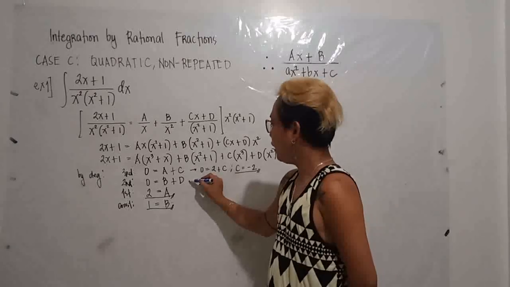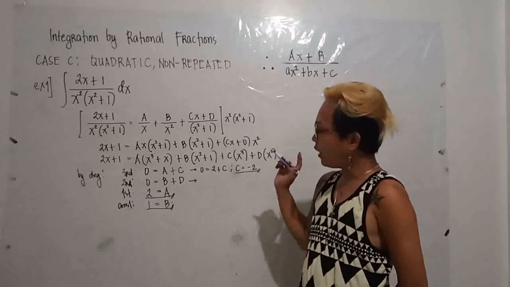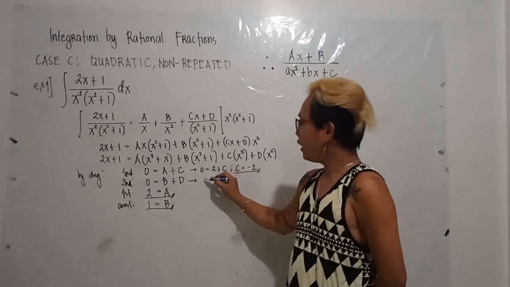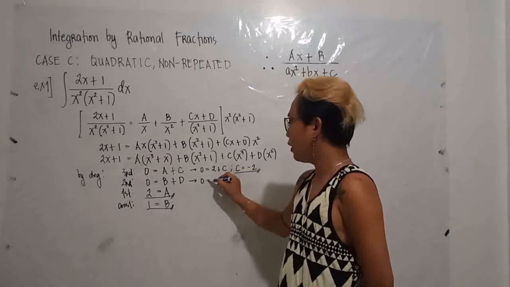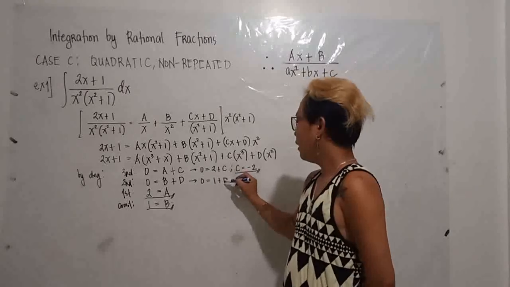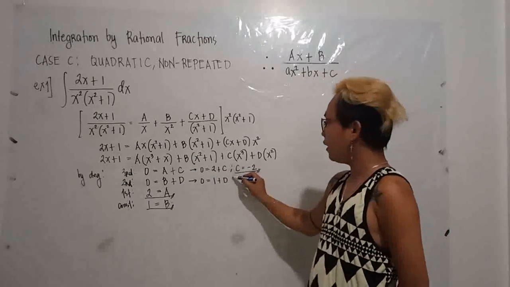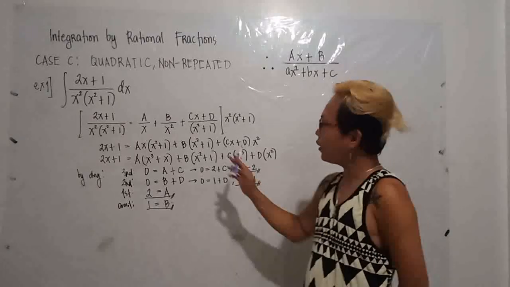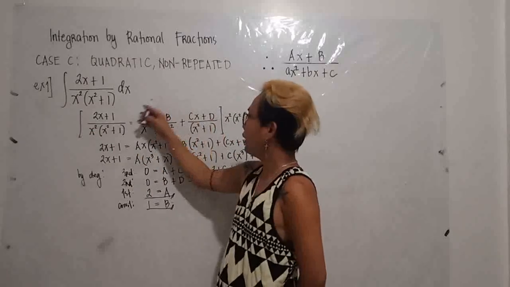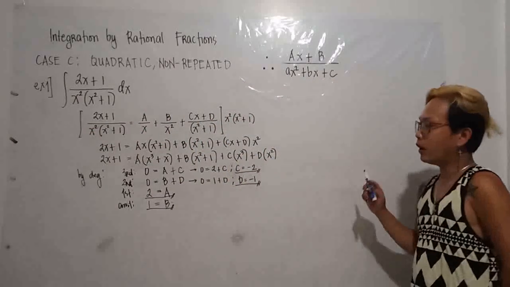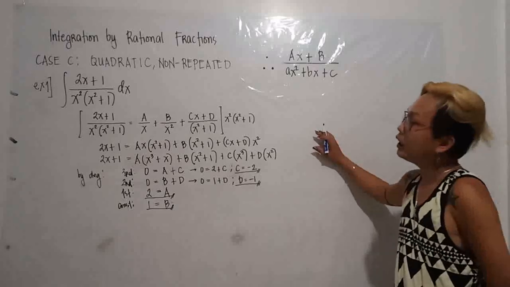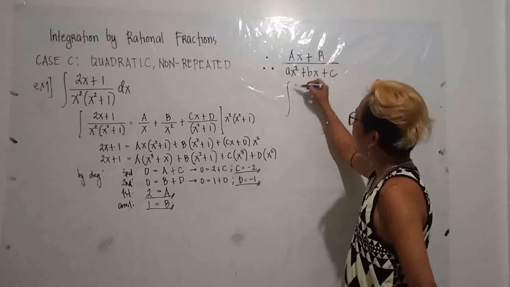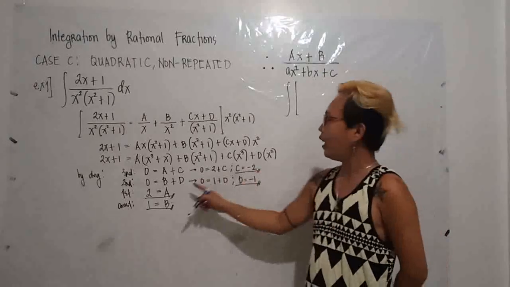Then for the B plus D, we may now solve for the value of D. Using the value of B, which is 1, 0 equals 1 plus D. Therefore, the value of D is negative 1. So instead of using this equation, we will now use this equation for us to be able to solve for the given integral equation. So our equation now is the value of A is 2.